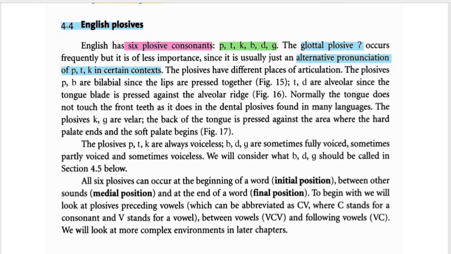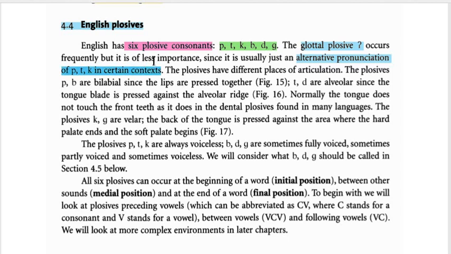So in phonology, we specify the sounds, the phonemes included in that language. In English we have 6 plosive consonants. They are P, T, K, B, D, G. And the glottal plosive.